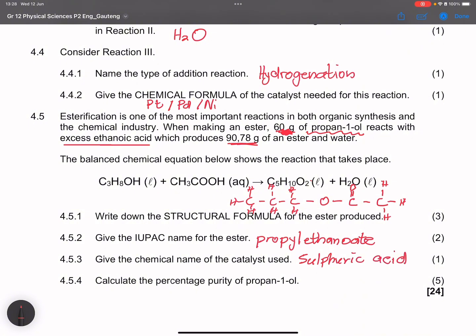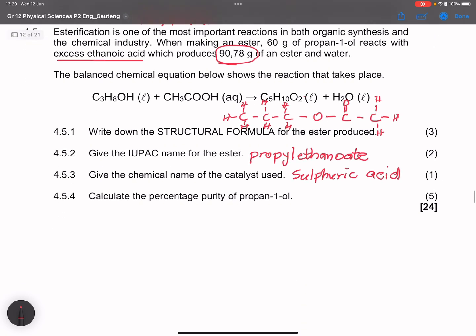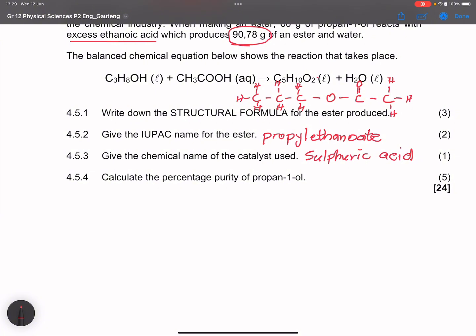Right, and then finally they say calculate the percentage purity of propan-1-ol. All right, ladies and gents, so for percentage purity, it suggests to us that not all the 60 grams of propan-1-ol were actually pure. So this is the total mass of the propan-1-ol together with its impurities. However, we got the mass of the ester. So let's find out the number of moles of the ester that are formed. Number of moles of propyl ethanoate would be mass divided by the molar mass.